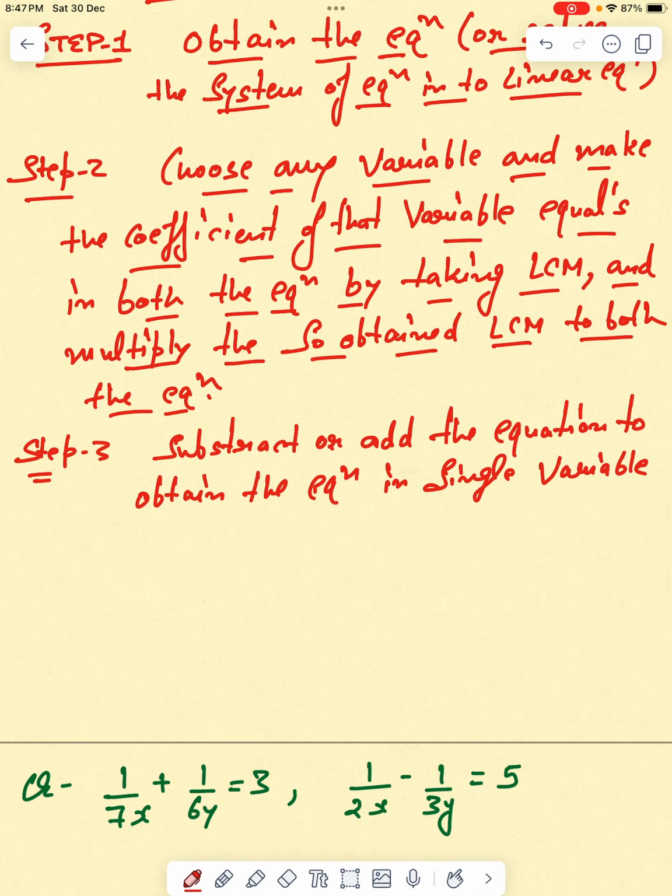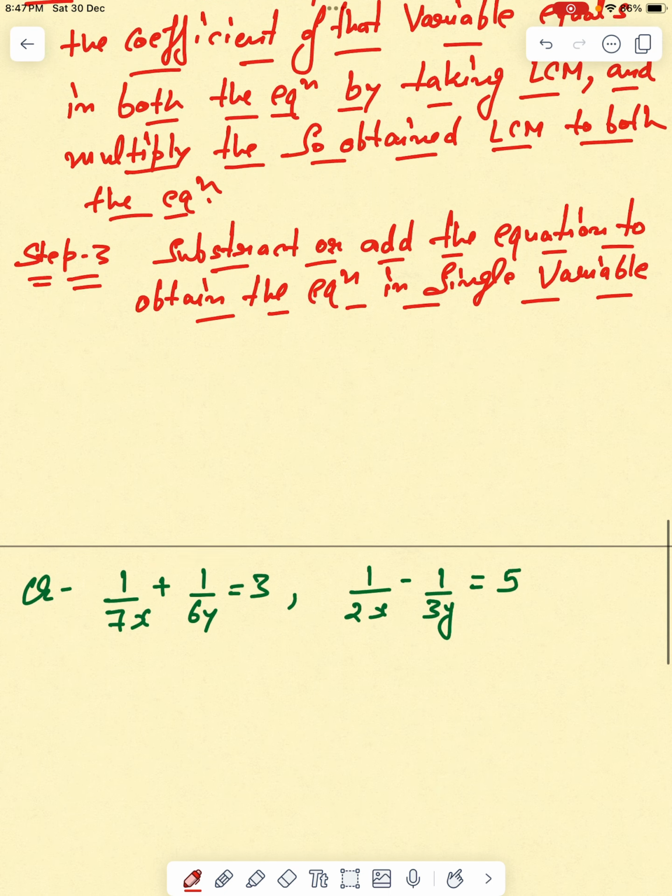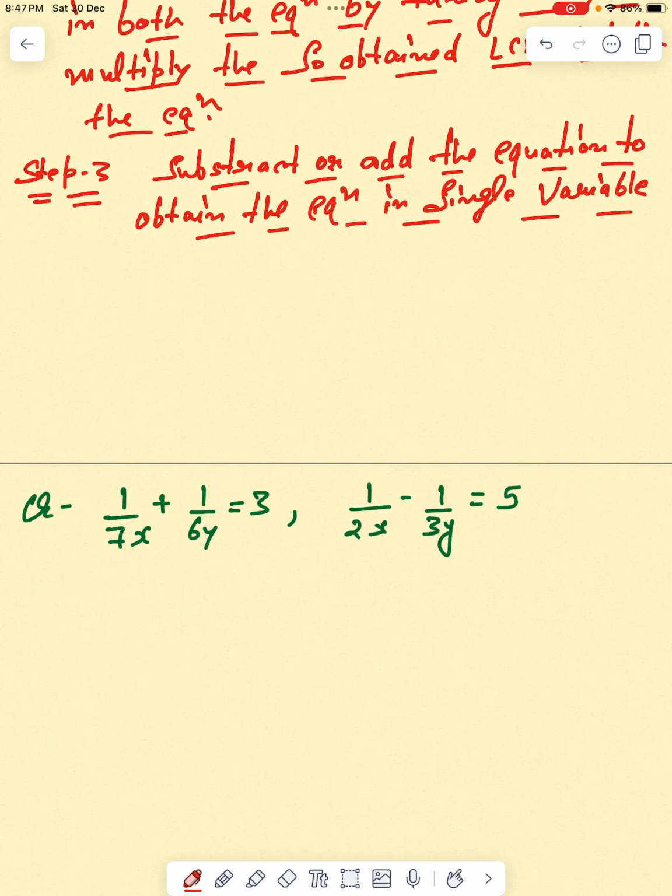Now step number 3 is subtract or add the equations to obtain the equation in single variable. So whatever the equations we formed after multiplying the LCM we obtained to both the equations, then thereafter we will subtract or add the equations, and then the resulting equation formed will be in only single variable. Okay, and that will be very easy to solve.